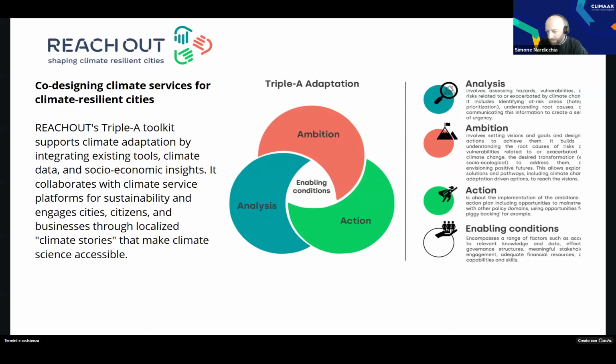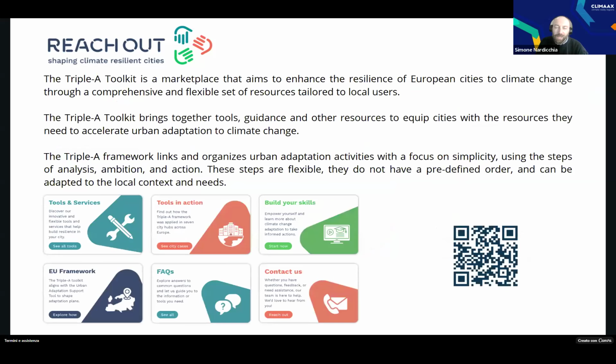In 3 years, we realized 3 co-development processes: analysis, ambition, and action. Every city works in a different way, but we combine the information in order to receive feedback and, by the end, realize a marketplace with all the tools and information. The project will finish this week, and this is the new website that we realized, in which you can find all the information and what we did through the project.